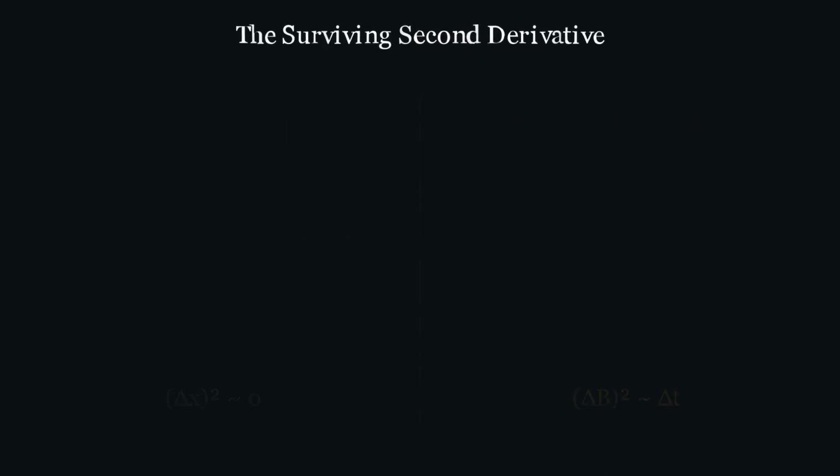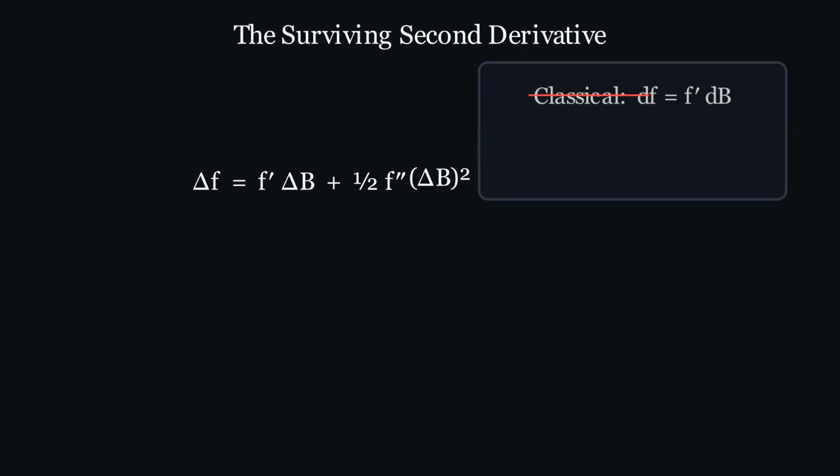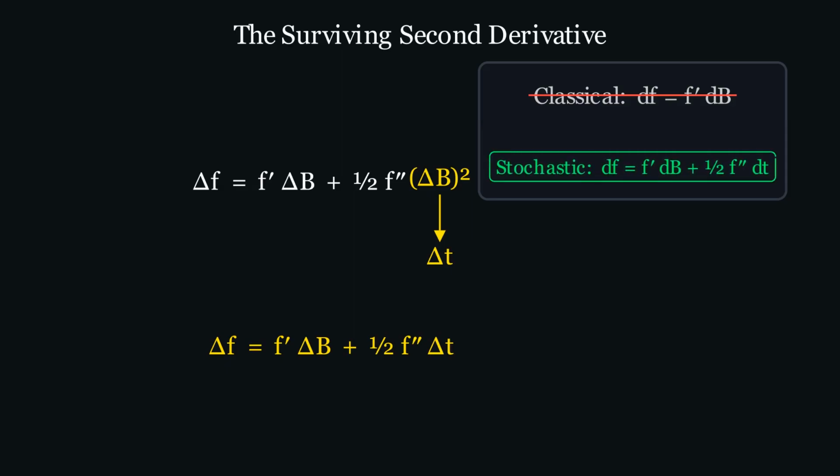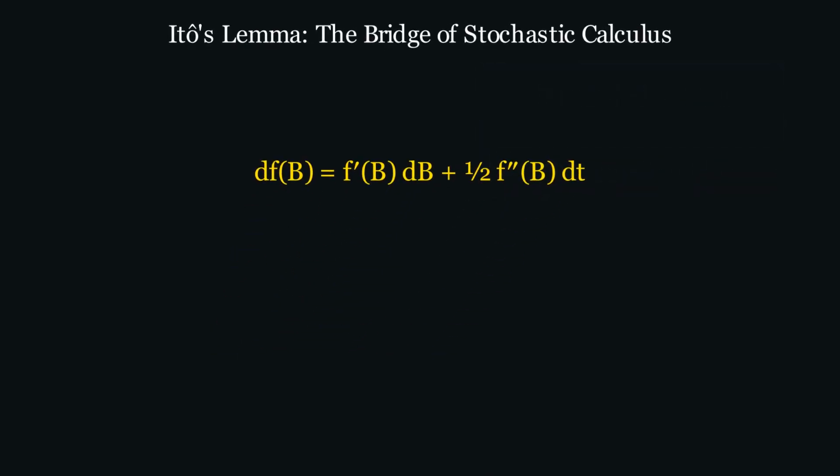This non-vanishing square has a profound consequence when we apply functions to a random path. Suppose we want to track a quantity like position squared, or any smooth function f of our Brownian path B. In classical calculus, the Taylor series expansion lets us drop the second derivative term, because delta x squared vanishes much faster than delta t. But for Brownian motion, because delta B squared is directly proportional to delta t, that second derivative term refuses to disappear. It survives into the final derivative, contributing a systematic deterministic drift to the change in f. This famous adjustment is the core of Ito's lemma, the fundamental theorem of stochastic calculus.